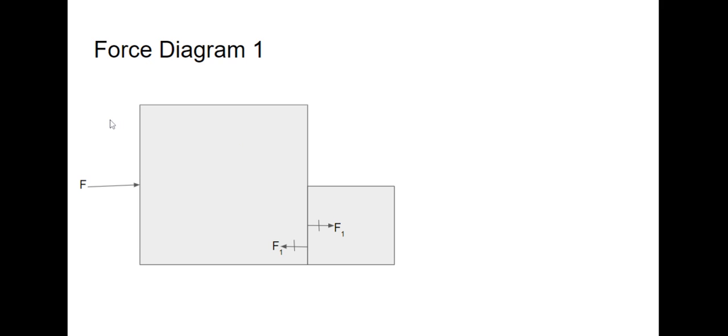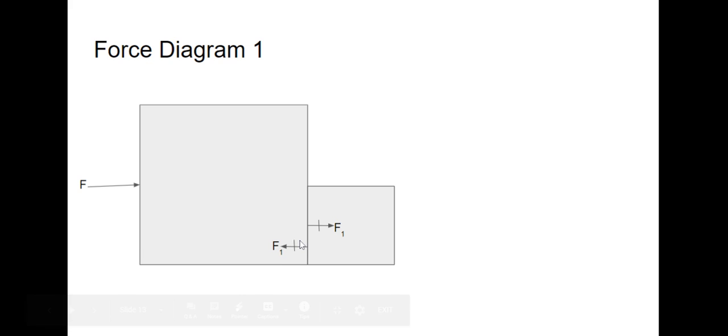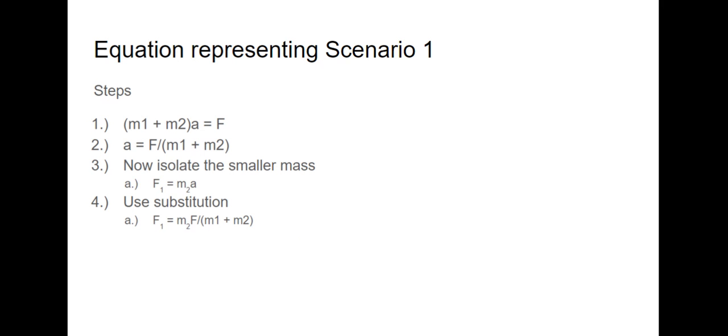In my first diagram, the applied force represented by F was exerted on the heavier block. This caused box 1 and box 2 to exert an equal force on each other. This is labeled as F1 in this diagram. The next step is to create equations representing this scenario.